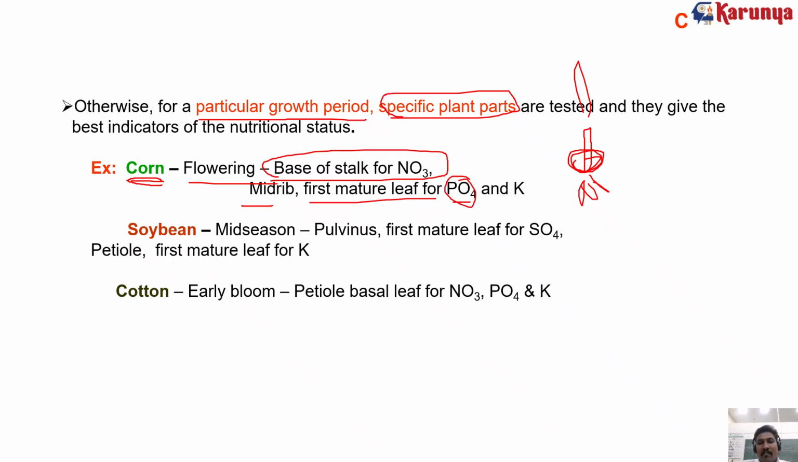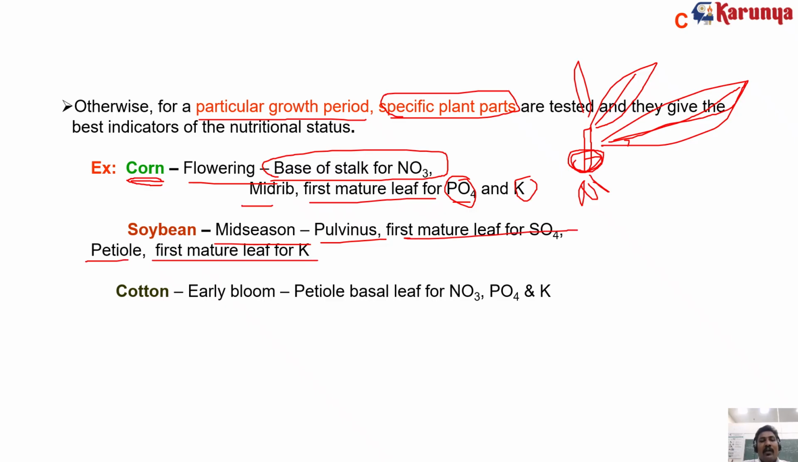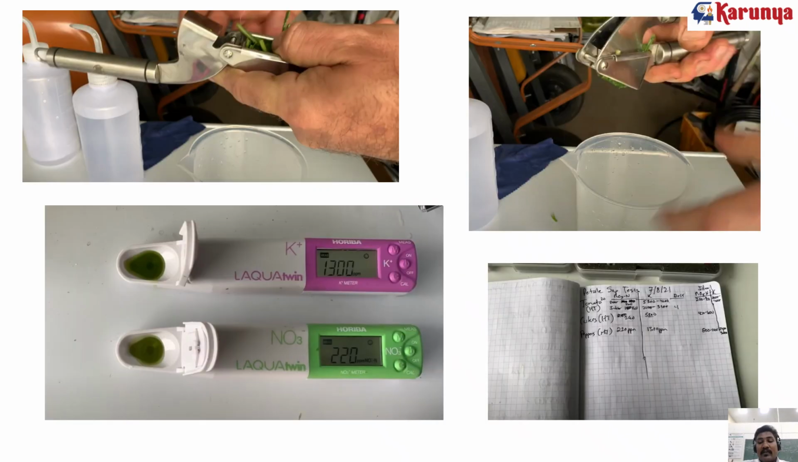For phosphate analysis, mid-rib of the leaf, this is called mid-rib, the middle vein is mid-rib. And for potassium, first mature leaf, the first fully opened leaf, is what you have to take for tissue test. And soybean, in mid-season you have to collect the pulvinus, first mature leaf for sulfate, and petiole, first mature leaf for potassium. Likewise, cotton, in the early bloom stage you can collect the sample, the petiole basal leaf for nitrate, phosphate, and potassium. For all the analysis, petiole basal sample you have to collect.